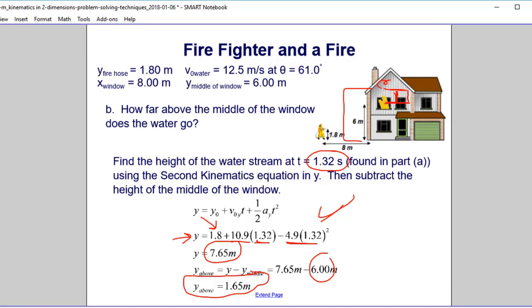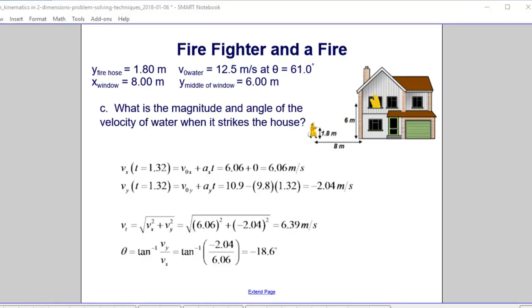We're up here somewhere. That's not doing us any good to put out this fire. What is the magnitude and angle of the velocity of the water when it strikes the house? What we need to do is find the x and y components of the water when it hits the house. So we know that the x velocity stays constant.